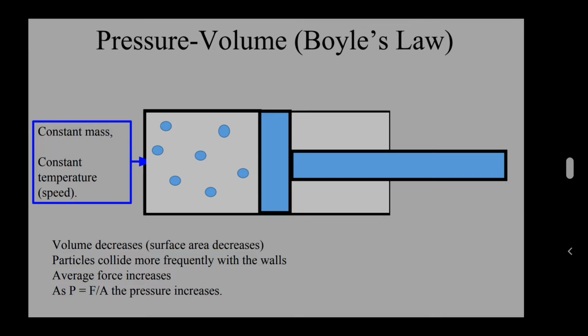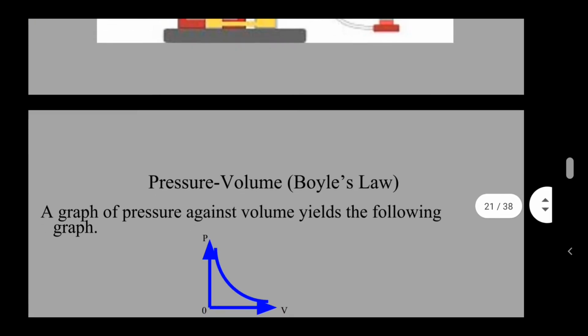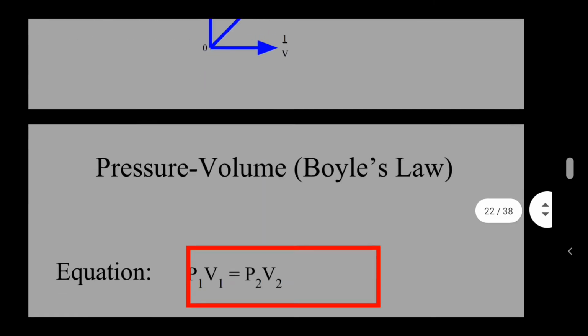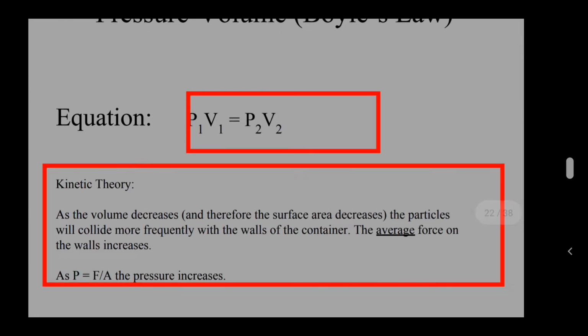Why? Because then we get to the equation, and the equation looks like this: P1V1 equals P2V2. So this is the first equation. You must memorize these equations that I am showing you now because they're not in the equation sheet: P1V1 equals P2V2. All right? So the kinetic theory is explained down there just as I explained moments ago.